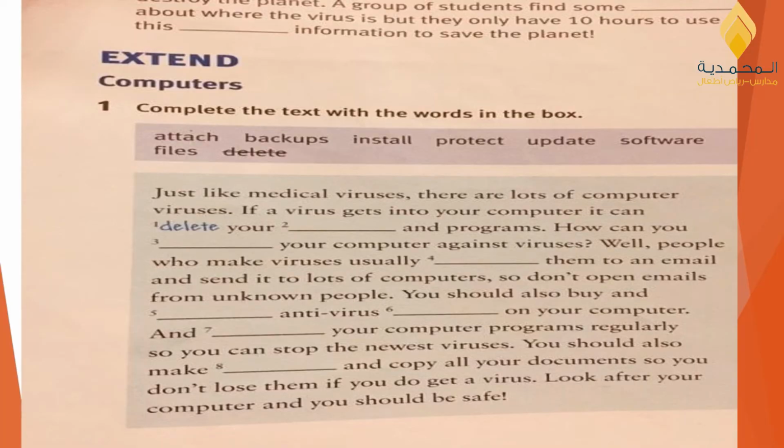Extend your computer vocabulary. In this activity, we're going to be introduced to words that we use when we use computers. 1. Complete the text with the word in the box. Attach. Attach means to include something with the email. It's like including a file, including some photos, or attaching pictures. Backup. What do you mean by the word backup? It means to make a copy of something.